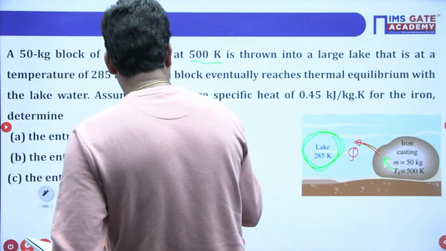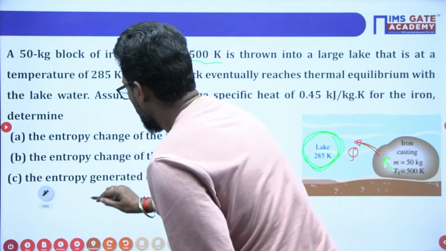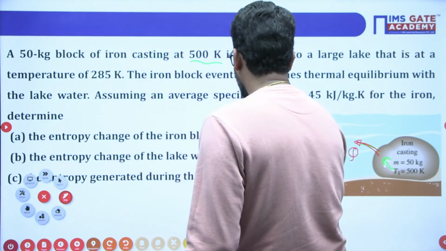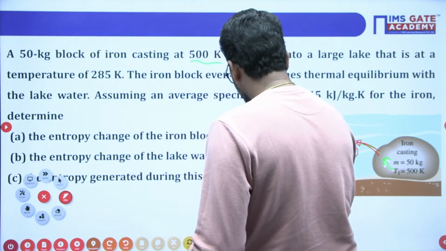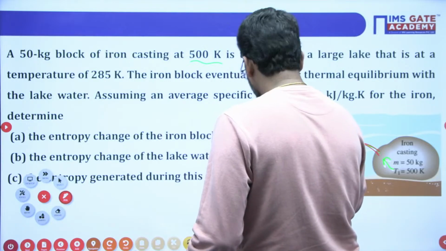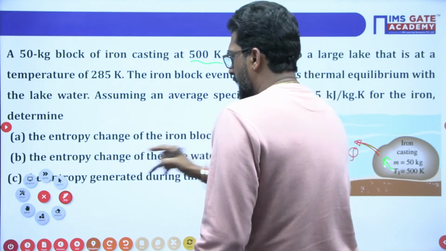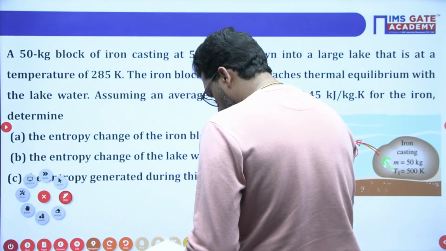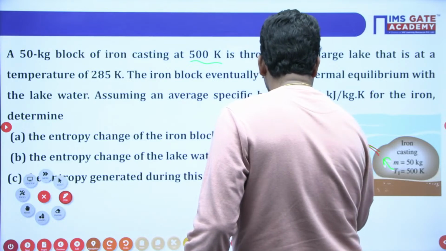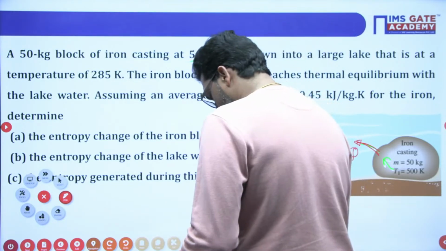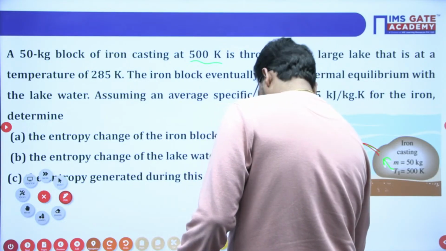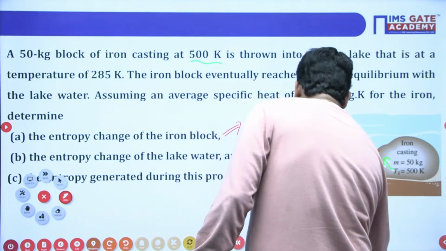So the entropy change of the iron block is minus 12.65 kilojoule per Kelvin. The entropy change of the lake is 16.97 kilojoule per Kelvin, and the entropy generation is 4.32 kilojoule per Kelvin.